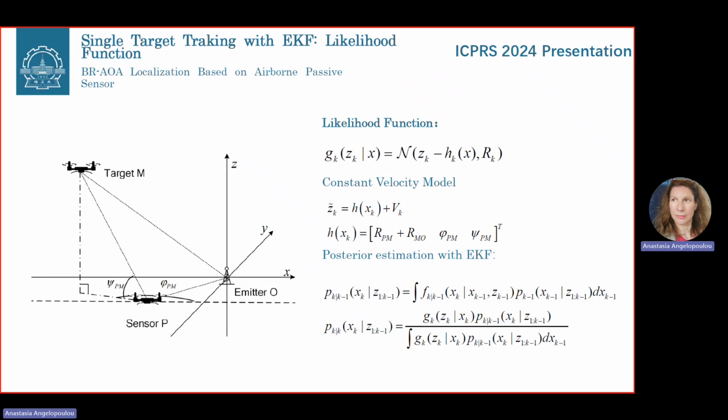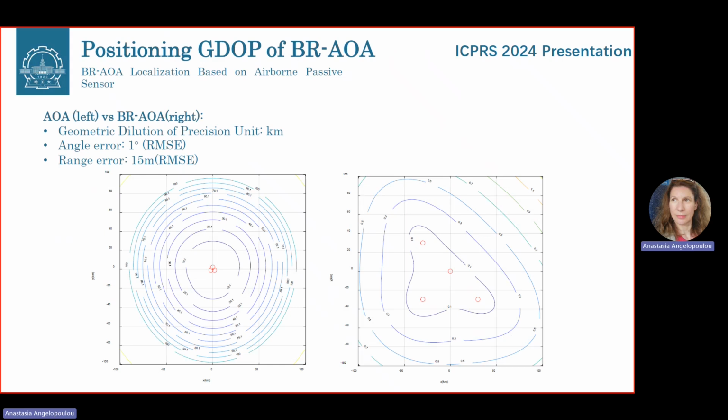Also, we derive the geometric dilution of precision for the BRAOA method and the AOA method, which is shown here as a sketch. It shows that the accuracy of the BRAOA method performs two orders of magnitude better than the AOA method in the edge of this area. A maximum 1.1 kilometers error versus 100 kilometers error. With our simulation settings, there's a huge difference.